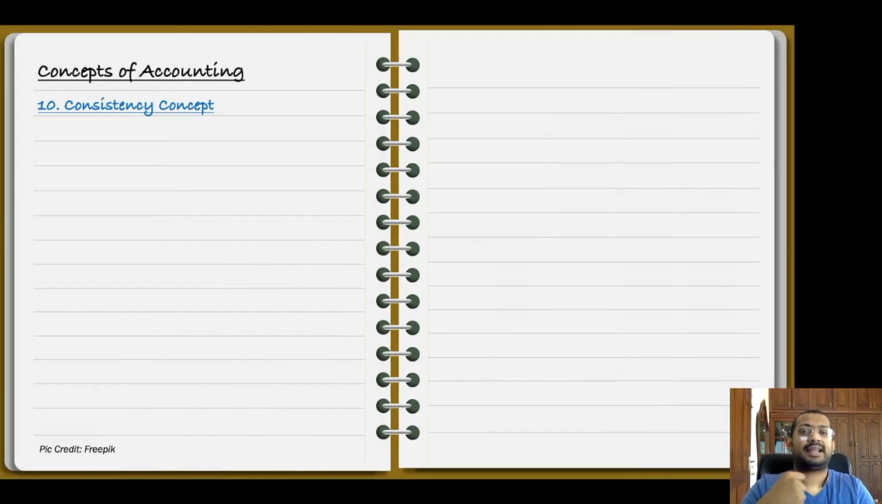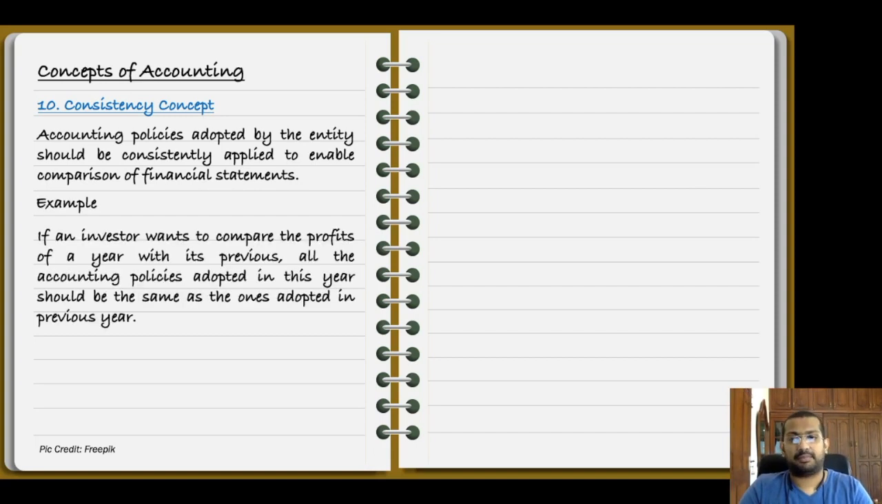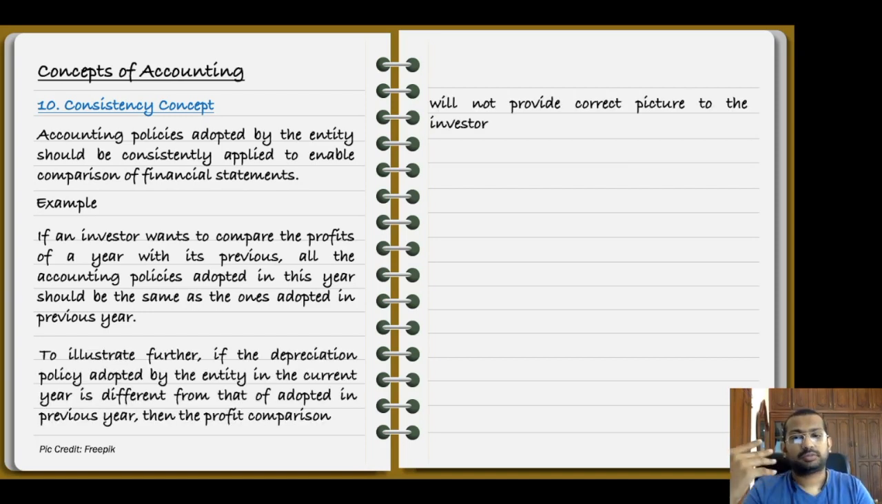Okay, now the next concept is the consistency concept. Consistency concept is that many policies will be adopted by the company for recording the things in books of accounts. We'll discuss one policy in the coming example. If someone wants to compare the financial statements and the policies are not adopted consistently over the years, there will be a difference in the P&L. We will understand by the illustration.